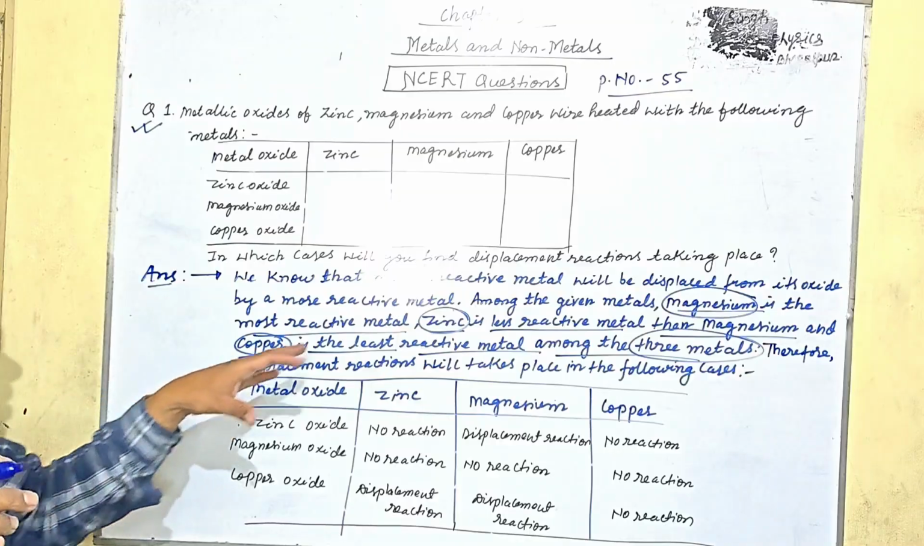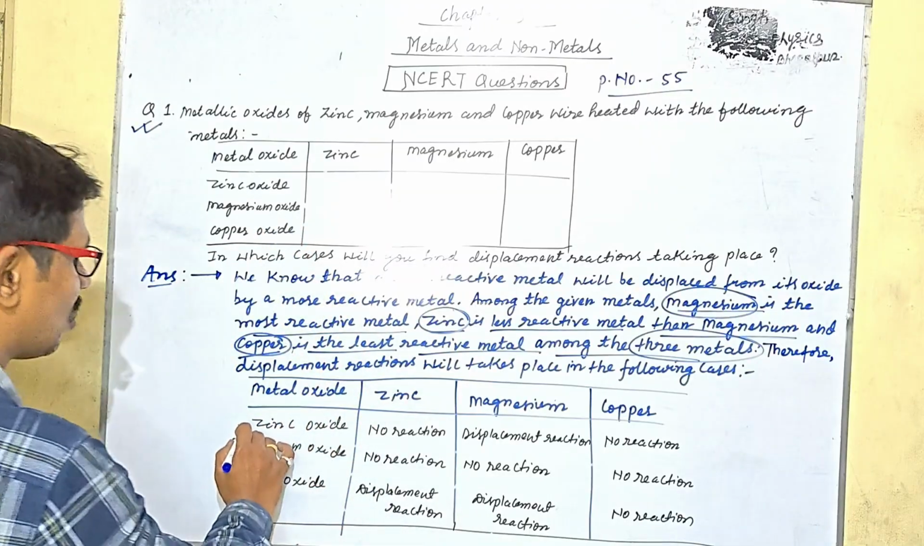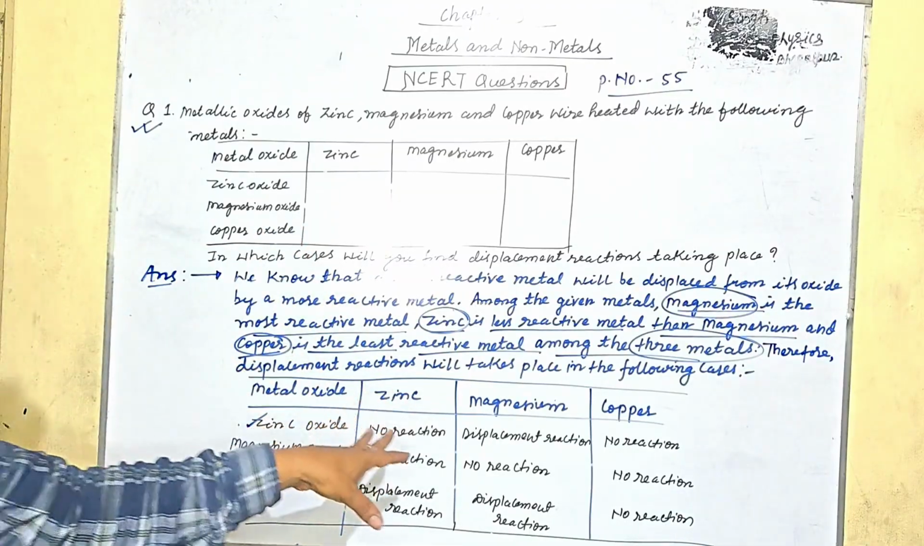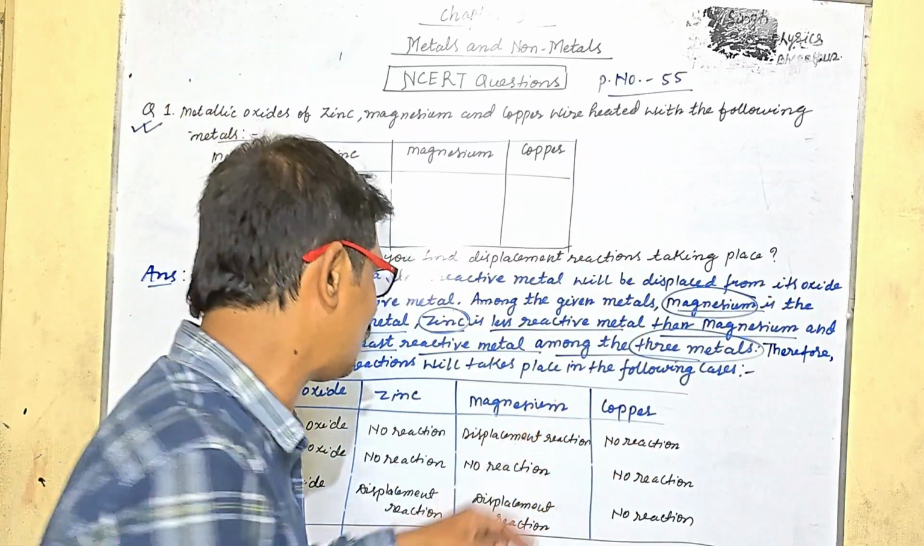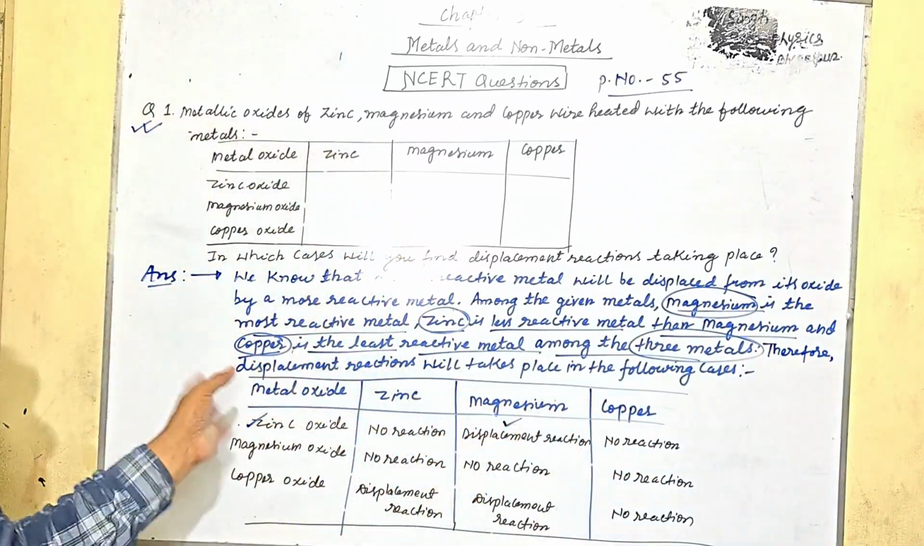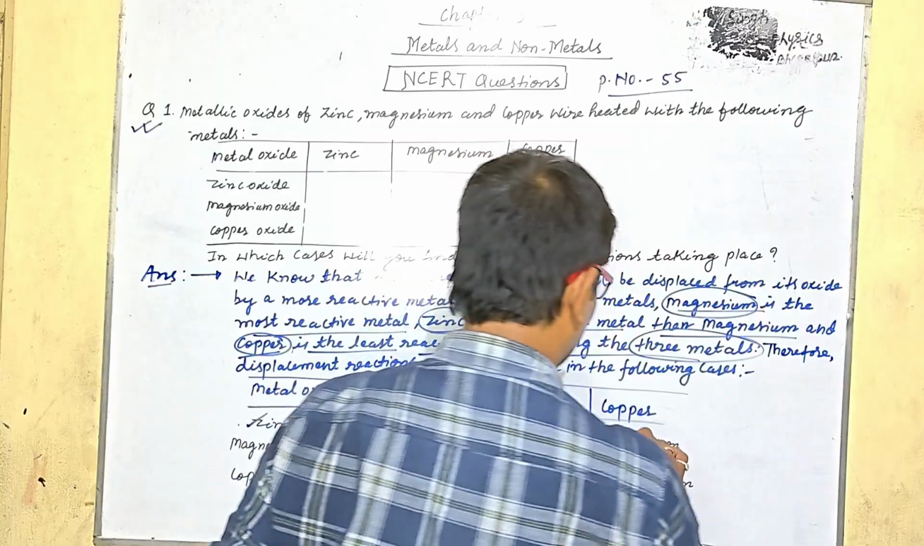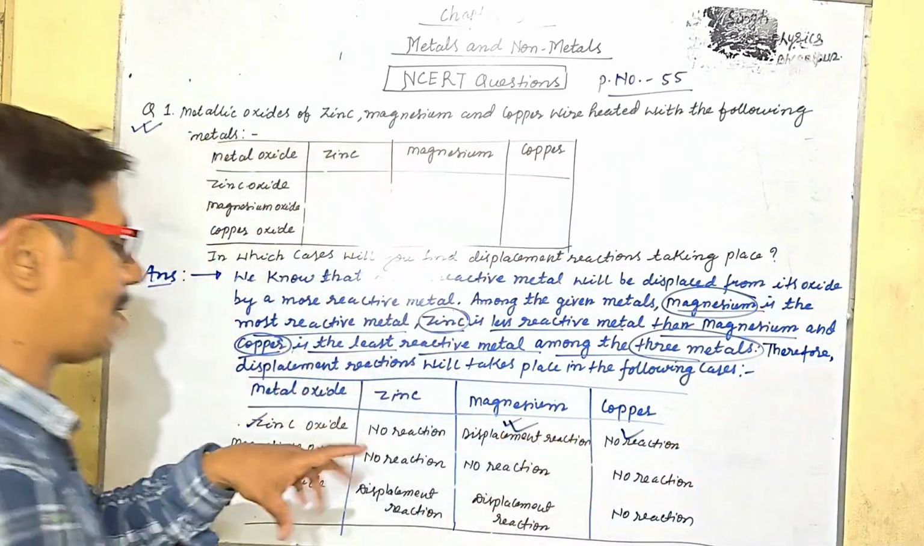Therefore the displacement reaction will take place in the following cases. Zinc oxide reacting with zinc: no displacement reaction. With magnesium, a displacement reaction happens. Magnesium displaces the zinc. With copper, no reaction. So the displacement reaction happens with magnesium.